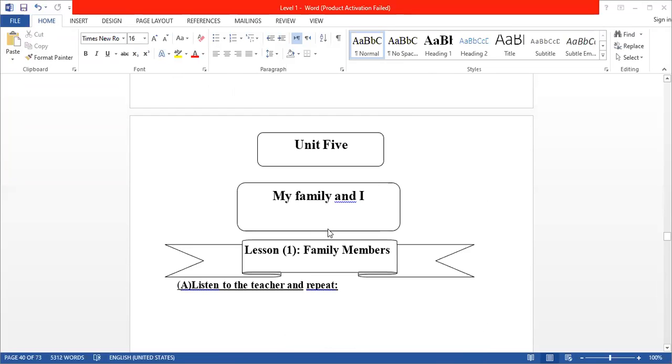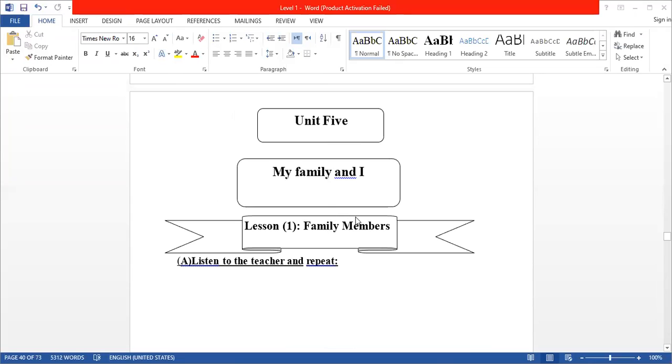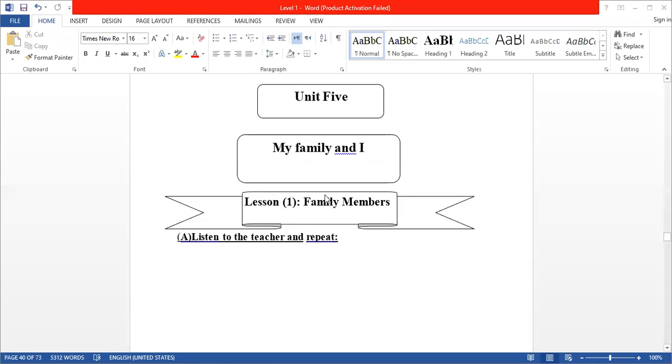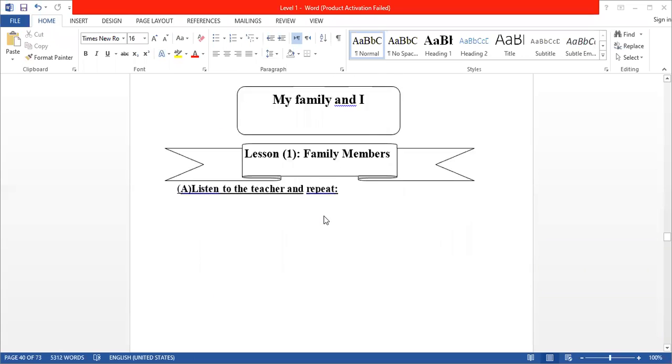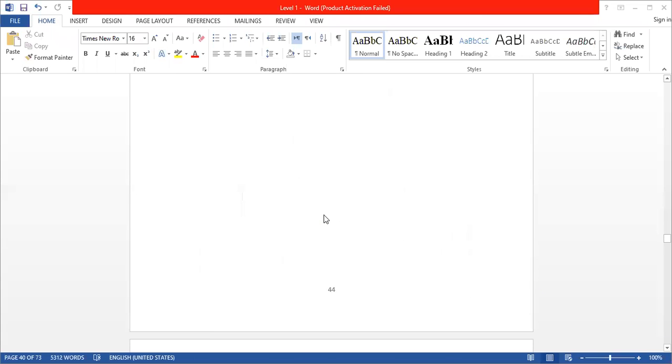Now we are going to unit five. And we are going to talk about my family and I. My family and I. The lesson one, my family or family members. Family members. Okay, family members.